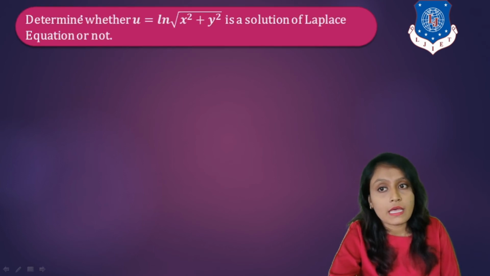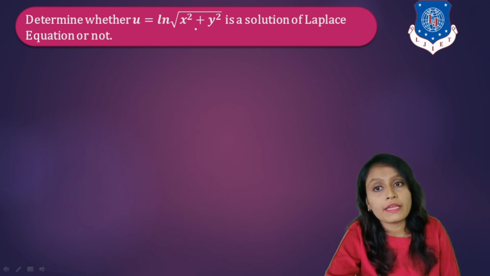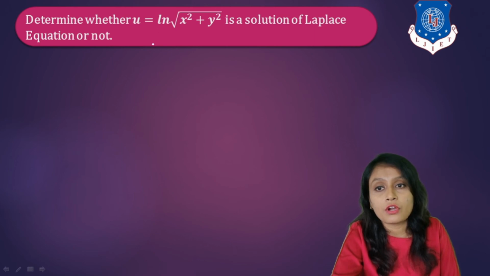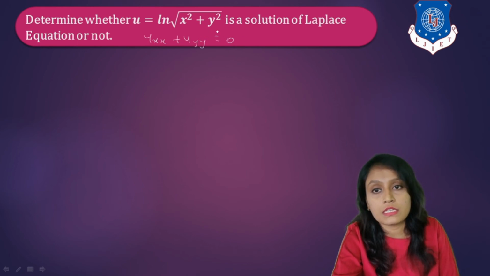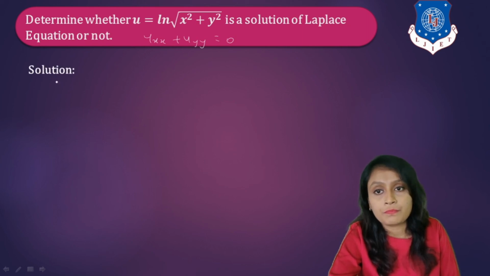Next example, determine whether u equals ln under root x square plus y square is a solution of Laplace equation or not. So here we will check whether this u is a solution of Laplace equation or not. For that we have to find uxx and uyy and add them, and the answer should be equal to 0. If this answer is 0, then we can say that it is a solution of Laplace equation. Okay, so let's begin with the solution.